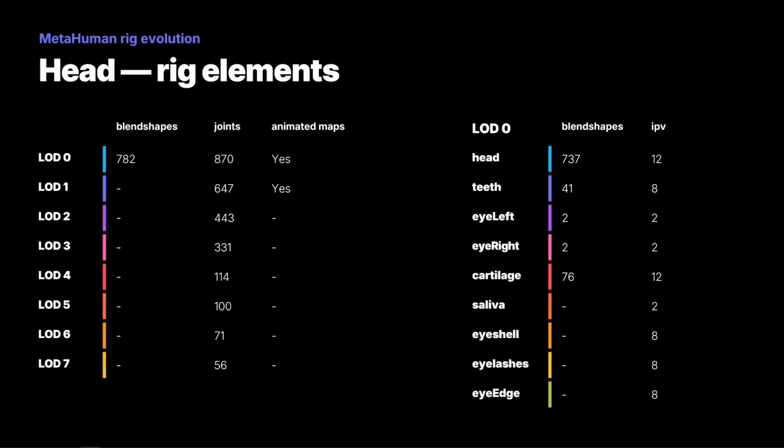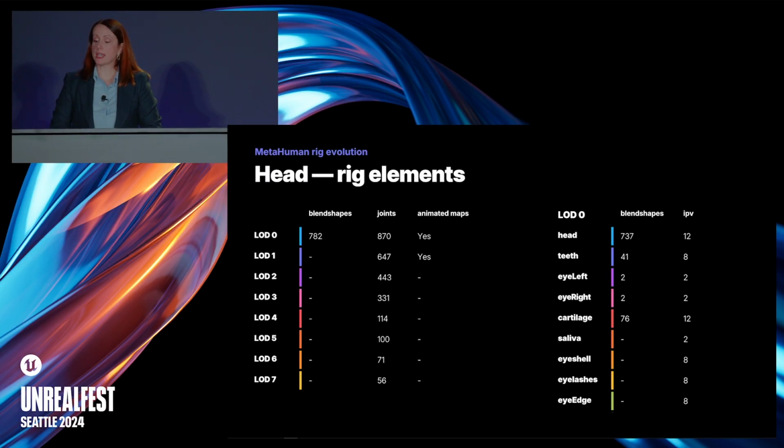Here you can see some other rig elements. For instance, blend shapes are only present at LOD 0, and we have 782 of them, with some existing on multiple meshes. Nemanja already mentioned that. In the table on the right, you see how many of them each mesh has. Of course, head mesh has the majority of 737, while some meshes do not have them at all.